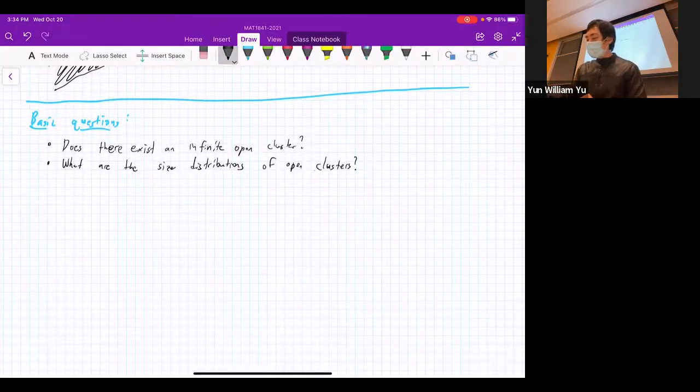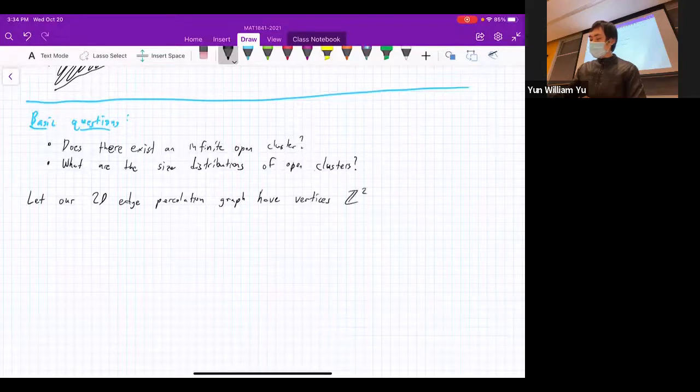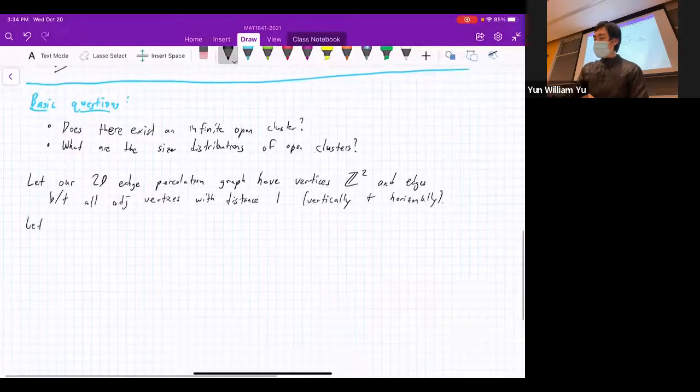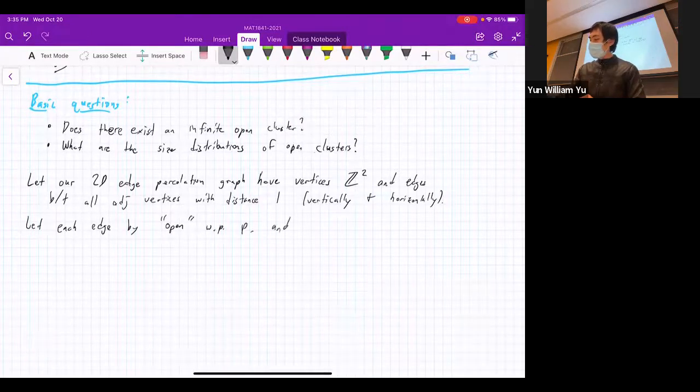Okay, but anyway, going back to just the math. So we're going to do an edge percolation problem, in 2D. Let our 2D edge percolation graph have as its vertices just Z squared, and edges between all adjacent vertices with distance one, so vertically and horizontally, but not diagonally. And we're going to say let each edge be open with probability p and closed with probability 1 minus p.